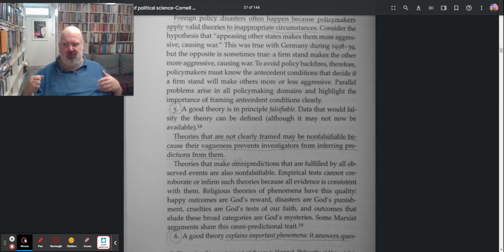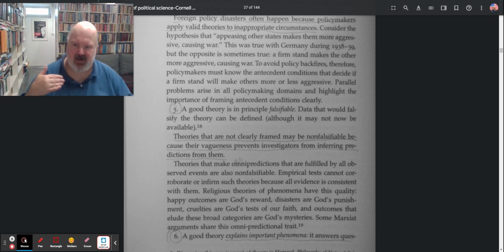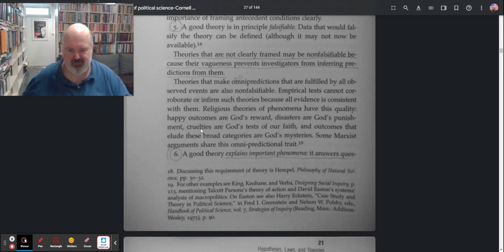A statement that you cannot validate or invalidate, right? That's not falsifiable. That's what falsifiable means: something that we can validate or invalidate, something that could be either true or false. Data that would falsify a theory can be defined, although it may not yet be available. Right, this is the problem of footnote 18.